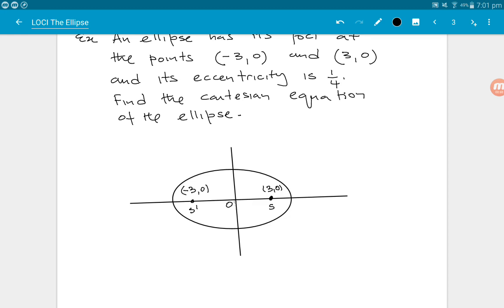So the points S and S prime are the foci of the ellipse, and from what we were told previously, the distance from O to S, OS, is equal to ae. But OS is equal to 3. e, we are told, is equal to a quarter. Therefore, a times a quarter equals 3, which tells us that a is equal to 12.